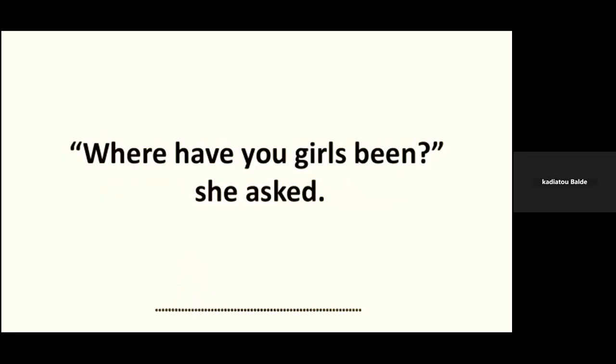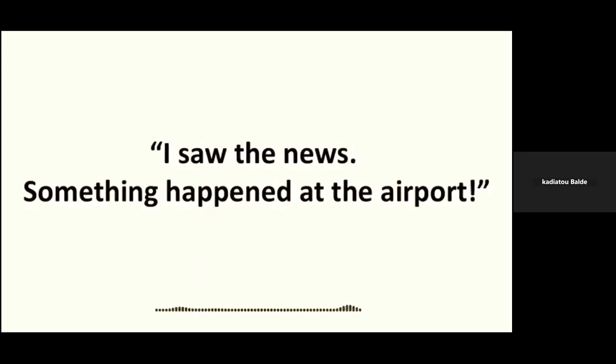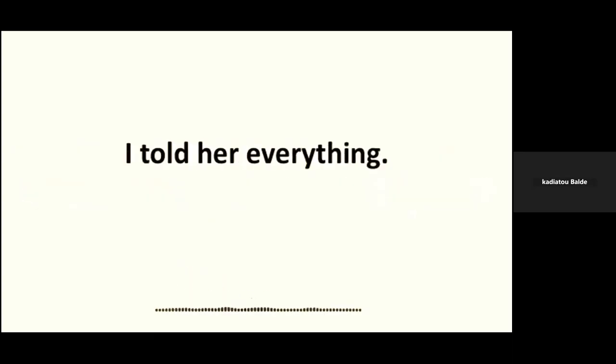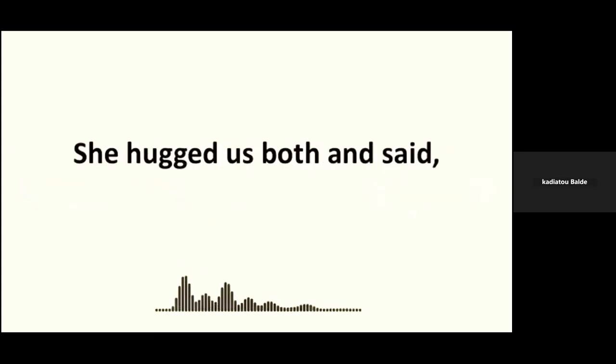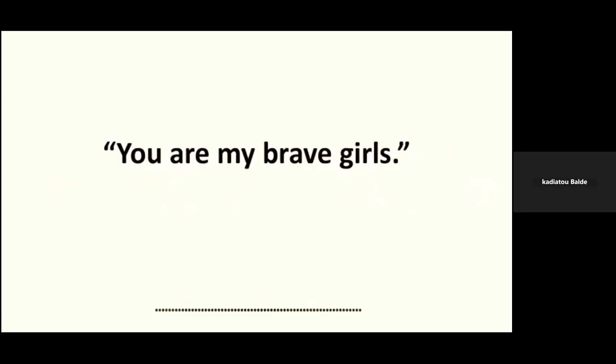She asked, "I saw the news. Something happened at the airport." I told her everything. She hugged us both and said, "You are my brave girls."